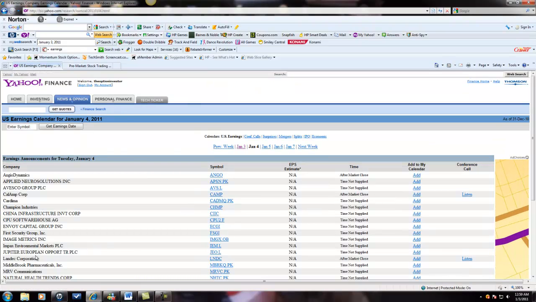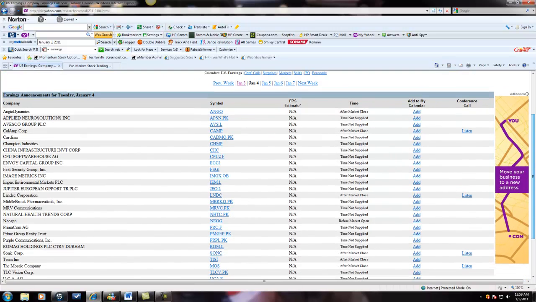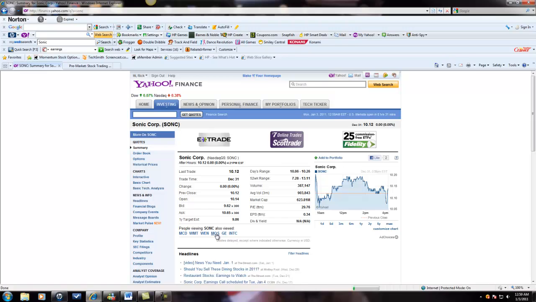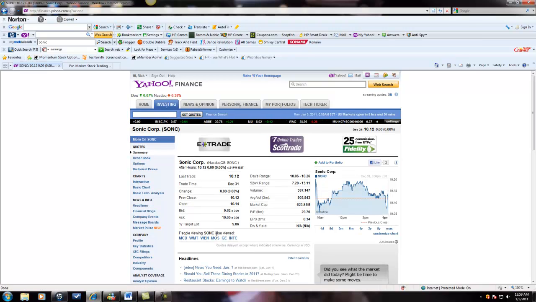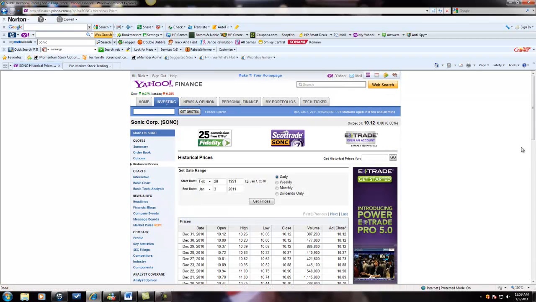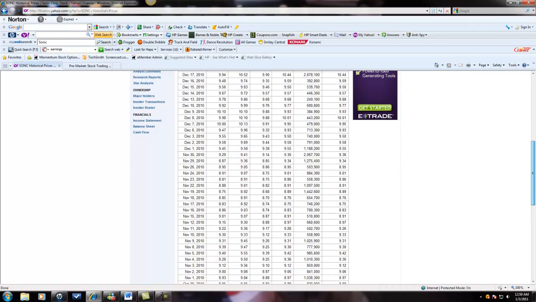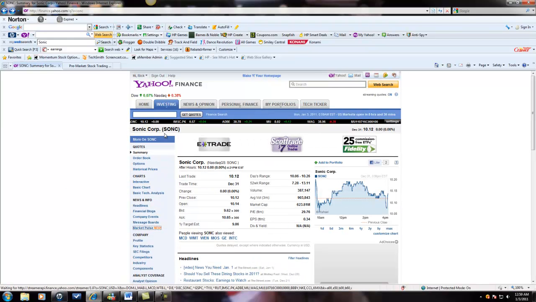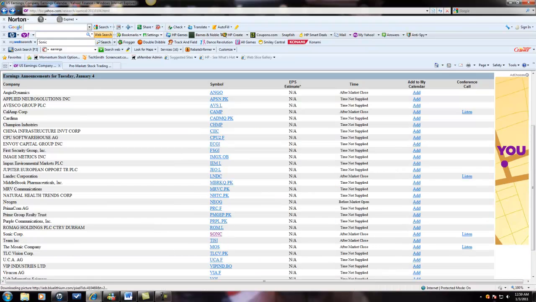Tuesday, there's a chance there might be some movement in Sonic and Mosaic. Sonic is a $10 stock, but I don't think it's really going to move that much. If you want to look real quick, it's pretty much stayed in this $10 range for a little bit. We'll go down here: 9, 10, 9, 10, 8, 9, and it's pretty much not worth playing options on.